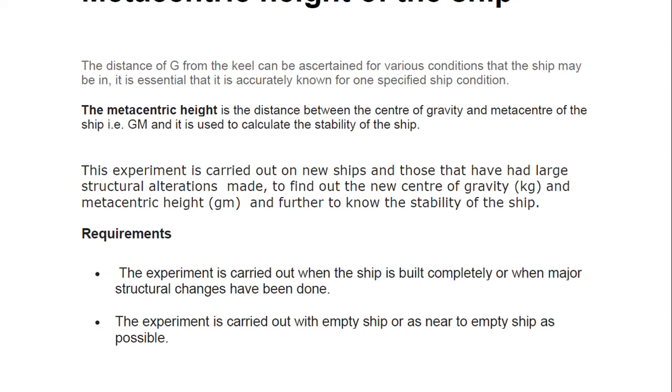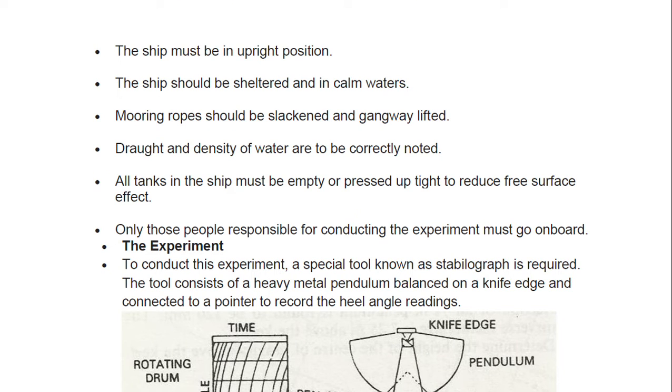Now the experiment is carried out with an empty ship or as near to empty ship as possible, because we keep it least so that we get the error very less. The ship must be in upright position, empty ship, whenever there is a structural change, or when the ship is built completely new. So these are requirements. Ship must be in upright position. The ship should be sheltered and in calm water. Mooring ropes should be slackened and gangway lifted.